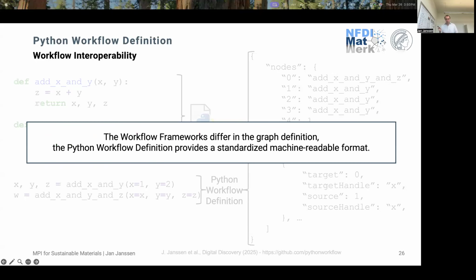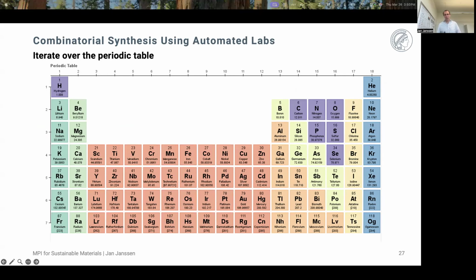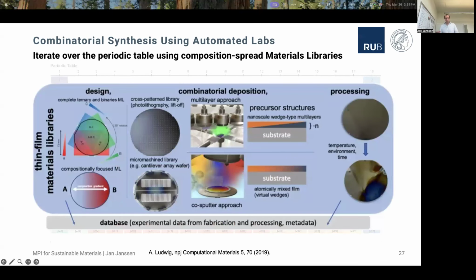So now let me come to the last part and use the last few minutes to show a bit how we connect this to the experimental side. The big challenge there, as I illustrated in the beginning, is iterating over the whole periodic table. And that's where our collaborators, the group of Alfred Ludwig at the Ruhr University Bochum, made a lot of progress in producing these kinds of materials libraries with chemical gradients inside them.